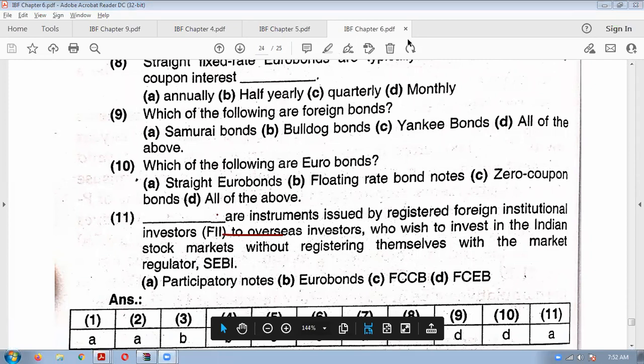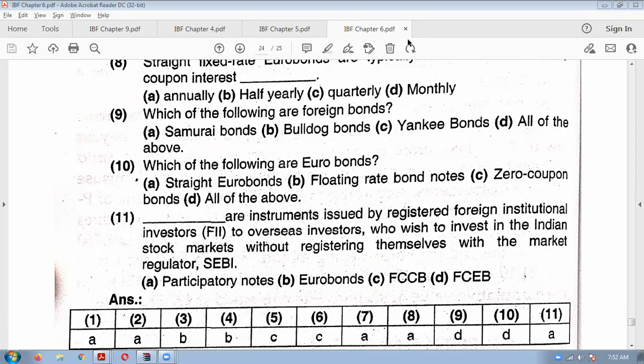Straight fixed bonds mean the rate of interest will be fixed. Floating rate bonds mean the rate of interest will keep on changing. It will be linked to some base like LIBOR, etc.